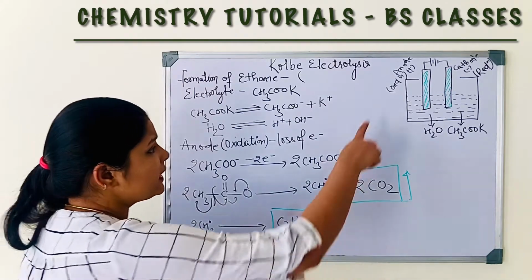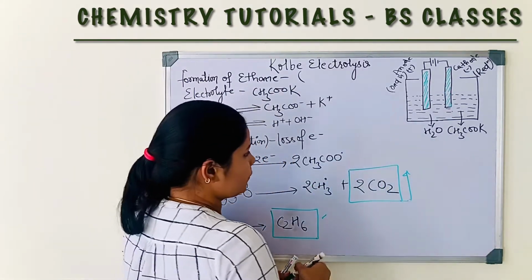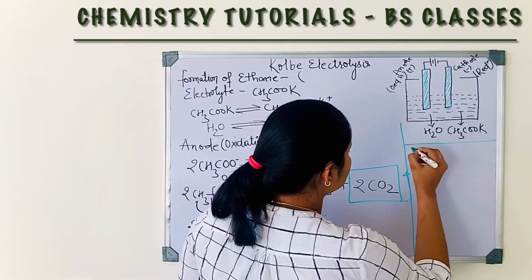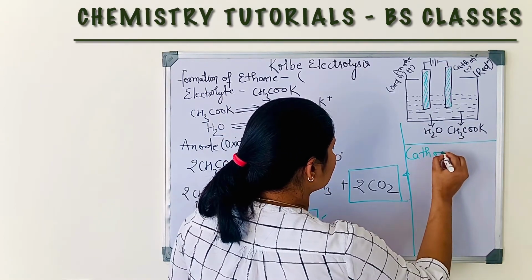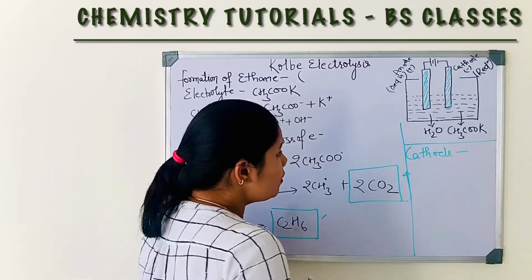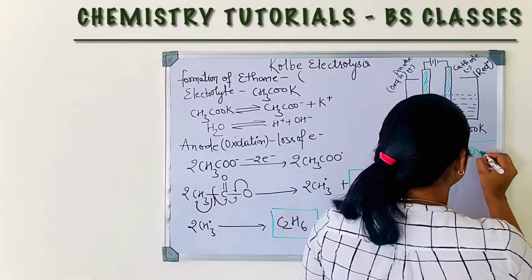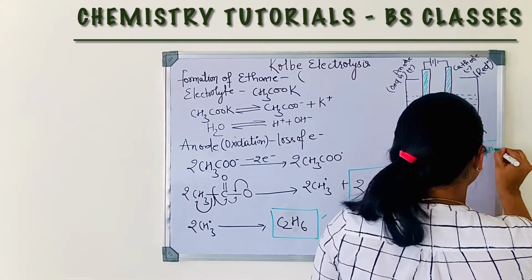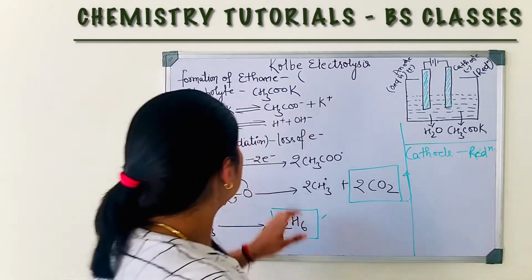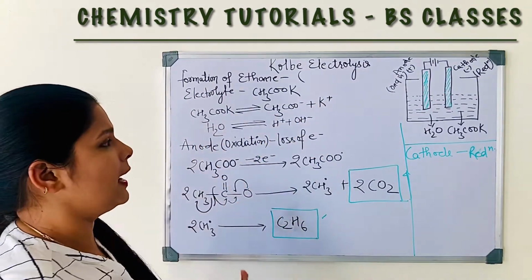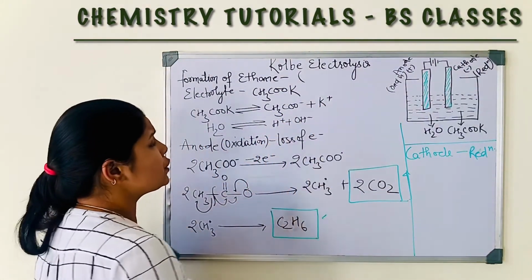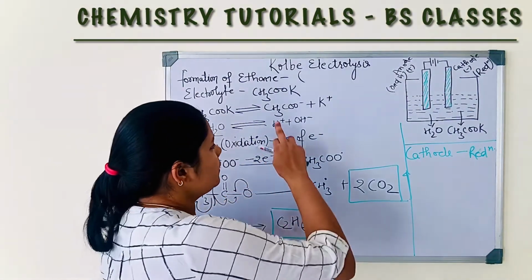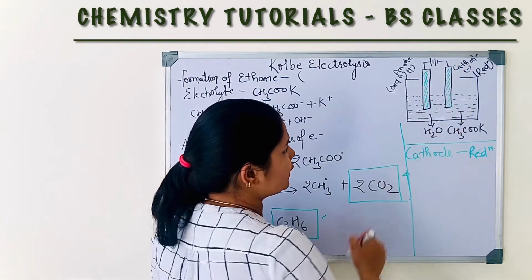Now come to cathode. At cathode, reduction takes place. Here we have 2 positive ions, but the reduction potential of potassium is very high. So hydrogen ion gets reduced at cathode.